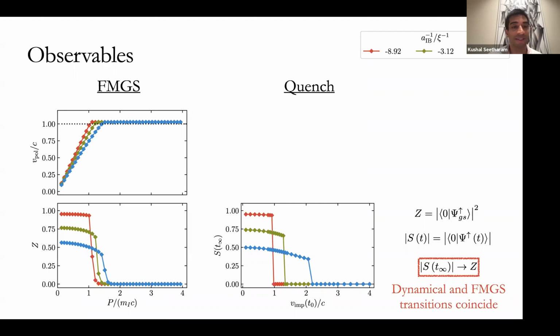We can also look at another quantity that's very natural. If you're looking at mobile impurities, and I'm telling you I'm interested in making them move fast, we should look at the velocity. Excuse me, can I ask... Yes.